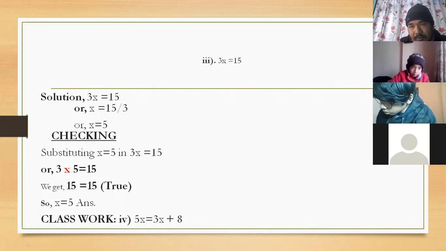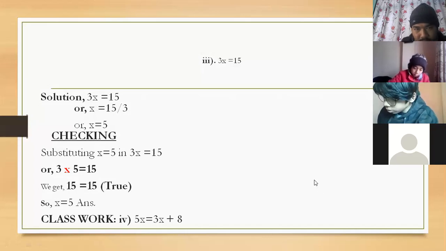Yes, sir. Should I move to the next slide? Sir, can you explain again? Sir, I was disconnected. What is the sign between 3 and x?